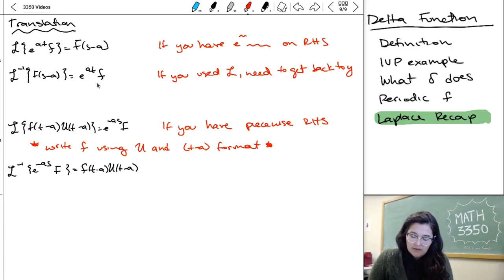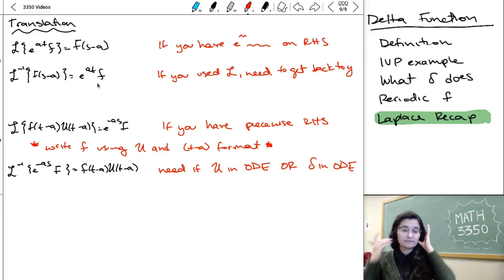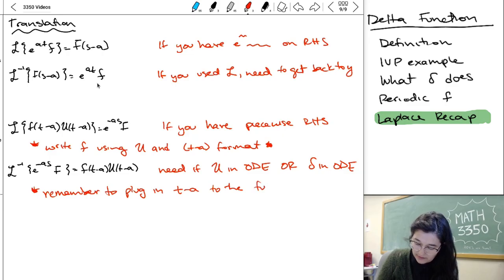And then the inverse, you just need to use that if there's u in the ODE. And then we learned today that we also need it if there's delta in the ODE. And then here, kind of like that formatting note, you just need to remember to plug in t minus a to the function and distribute whatever constants you need to make it correct.